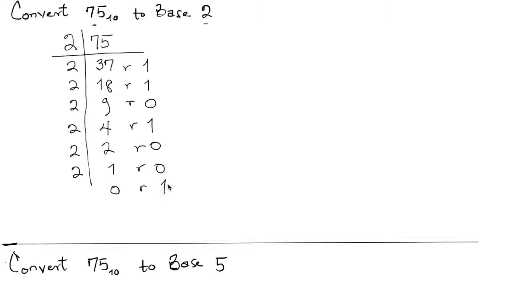And so we write our remainders from down up. So 75 in base 10 is going to be equal to 1001011 in base 2. And that's how we do that conversion from base 10 to other bases. We'll do some more examples.